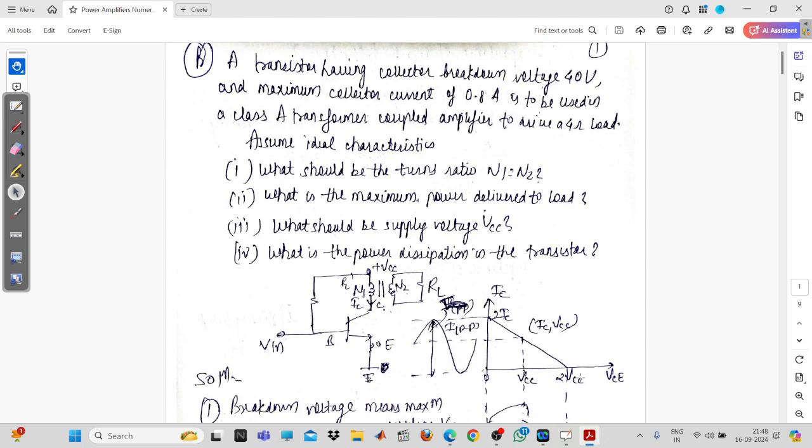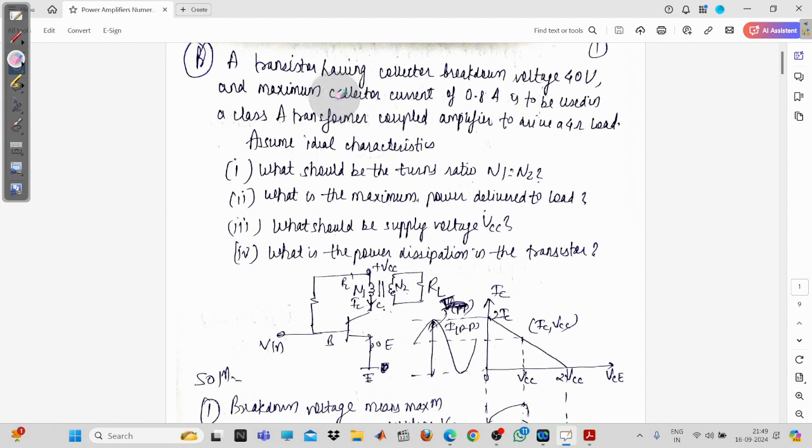So today we will be solving some numericals on the power amplifier. As you know, the power amplifier is an amplifier which transfers the maximum power to the load. So we have seen some classification of the power amplifier depending upon the location of the operating point. The first one is the class A amplifier, the class B amplifier, then class AB power amplifier, and class C power amplifier.